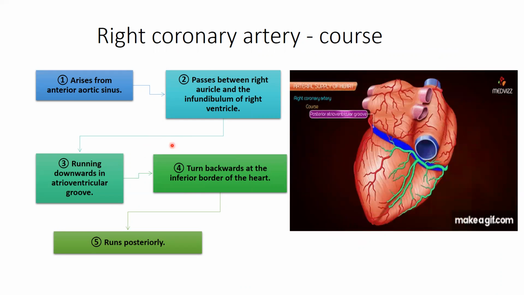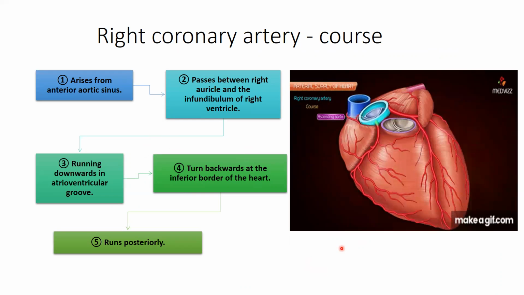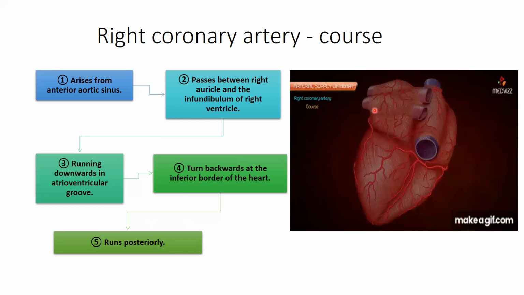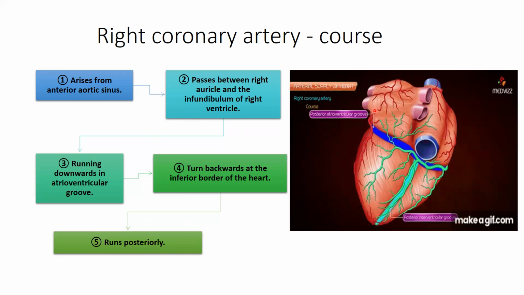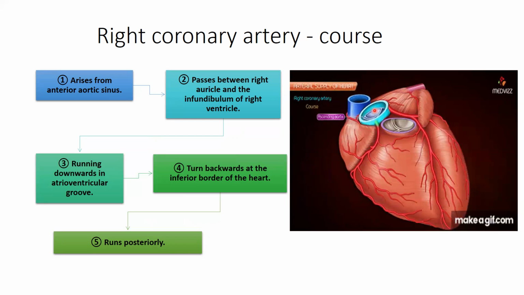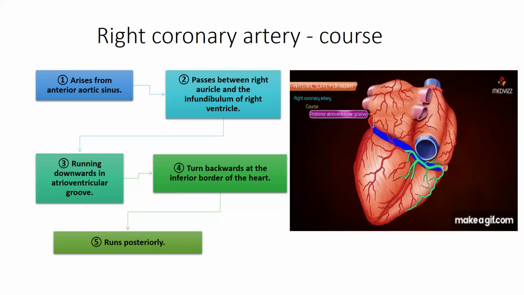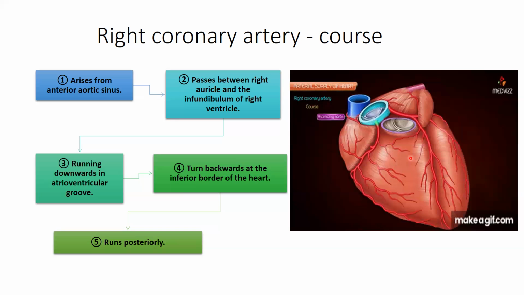Firstly, let's look at this image here. You can see it arises from the anterior aortic sinus. The aortic sinus is located here, and it has three sinuses. The right coronary artery arises from the anterior part of the aortic sinus. It passes between the right auricle and the infundibulum of the right ventricle, running downwards in the AV groove, and it passes backward.